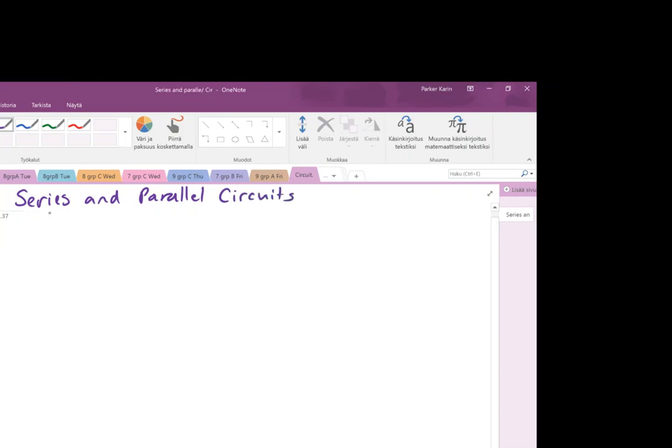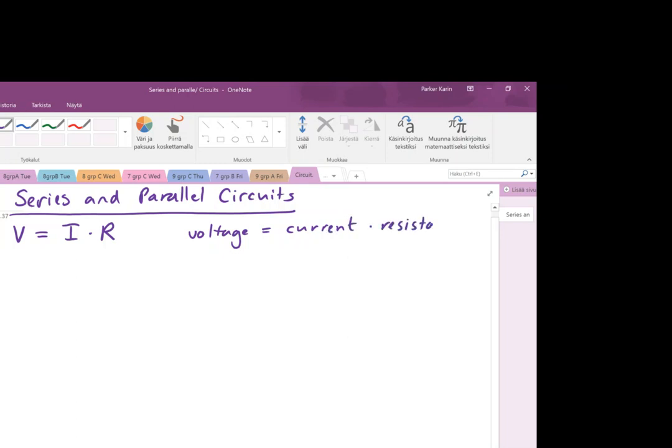There are some important points that you need to know that you're going to use as tools for all your circuit calculations. First of all, know it, love it, use it. Ohm's law, V equals I times R. The voltage is equal to the current times the resistance. Yes, I know it is silly. I is current, but that's the way it goes. The units: volts, amps, ohms.